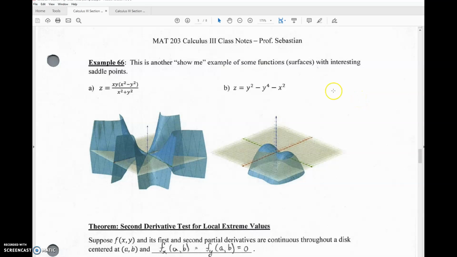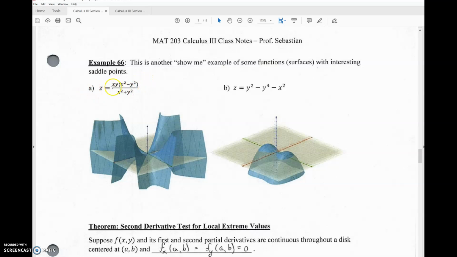Welcome back everyone to our Calculus 3 class notes. We are on example 66 here on page 70 of section 14.7. So I just have another quick show me example of some functions or surfaces with interesting saddle points.